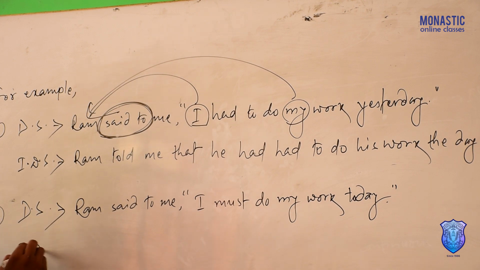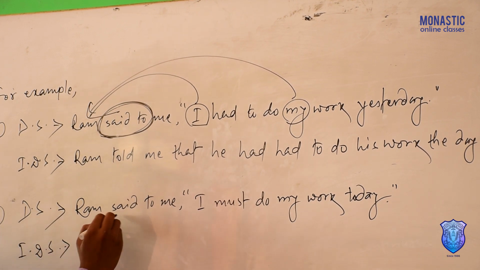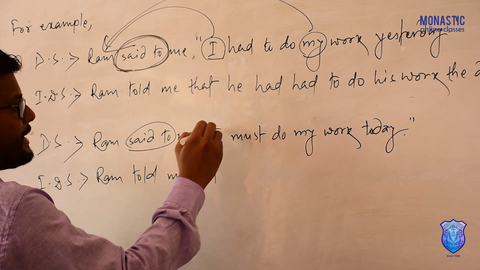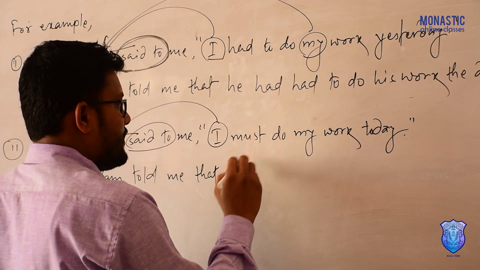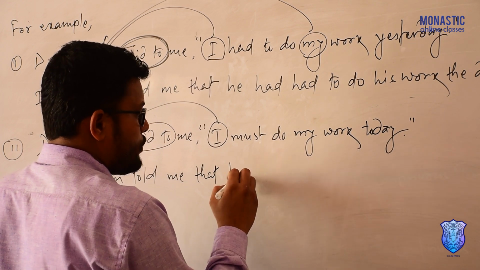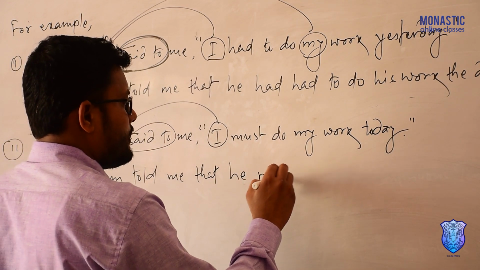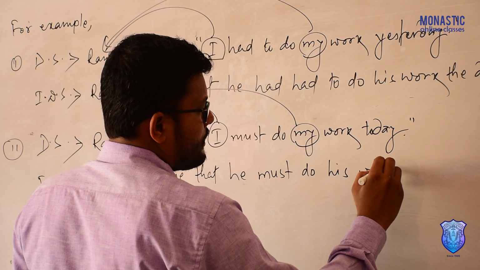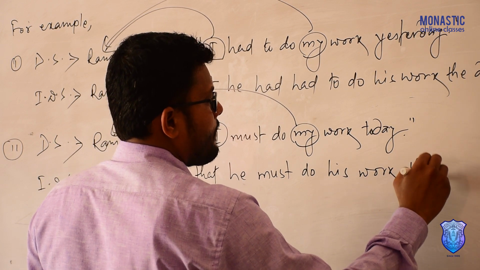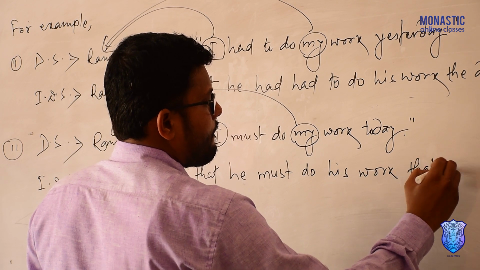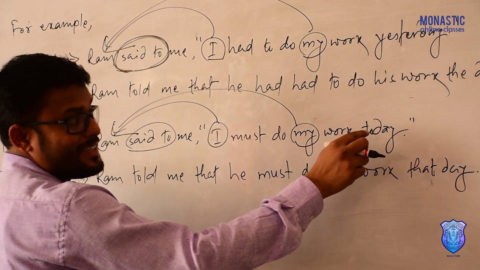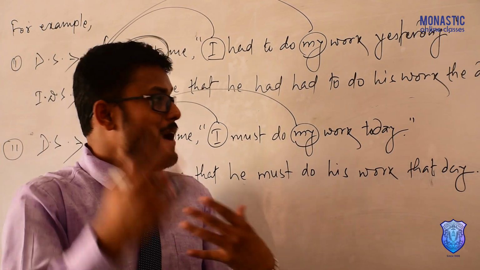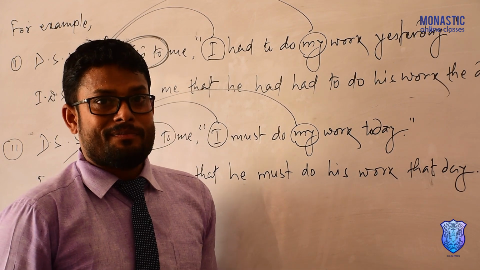And if you are going to change it into the IDS, at the moment said to in the past tense should be changed into told. Ram told me that I should be changed according to Ram, that he, but it's talking about the present necessity, so you can simply get it as he must do his, with Ram, work that day. But when you find that there is study, then it should be changed into have to. When you find that there is tomorrow, then this should be changed into would have to plus be.